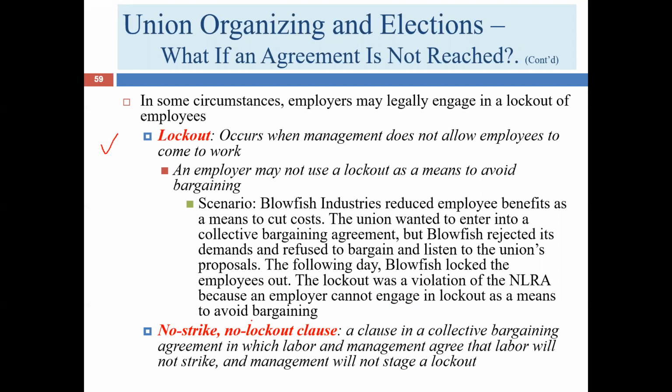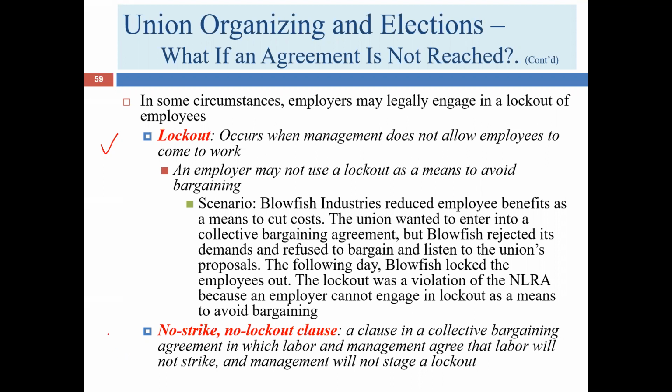Now, what probably would have been lawful is if Blowfish had negotiated in good faith. There had been a give and take of negotiation, but the parties reached an impasse. In that situation, a lockout is more likely to be upheld. It's still a risky move for an employer to have a lockout, but it's a possibility.